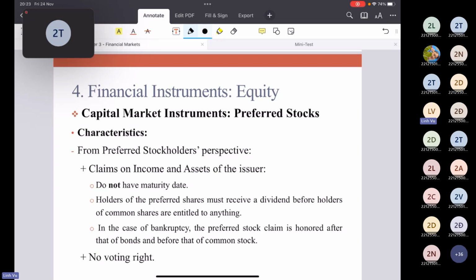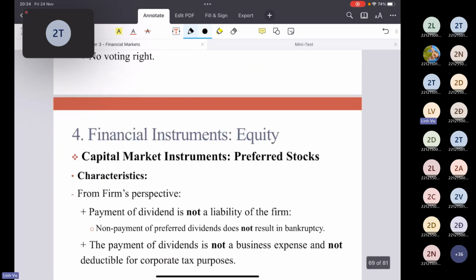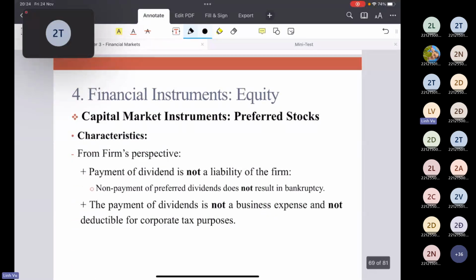So when the firm issues the bond, they already tell the investor that they will pay some fixed amount of money to the investor, and it is similar to preferred stock. So basically, these are the same features if you compare the preferred stock and the bond. However, the preferred stock also shares some features with the common stock.